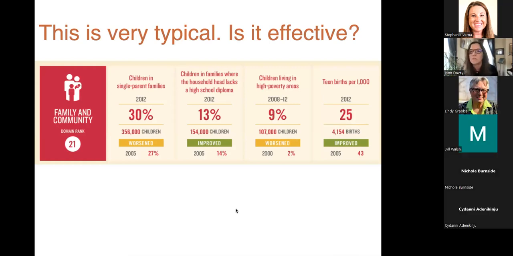In family and community indicators, Kids Count is, I don't know if everybody's familiar, a national book that ranks all of the states on a number of core indicators that all the states collect, that are collected similarly.